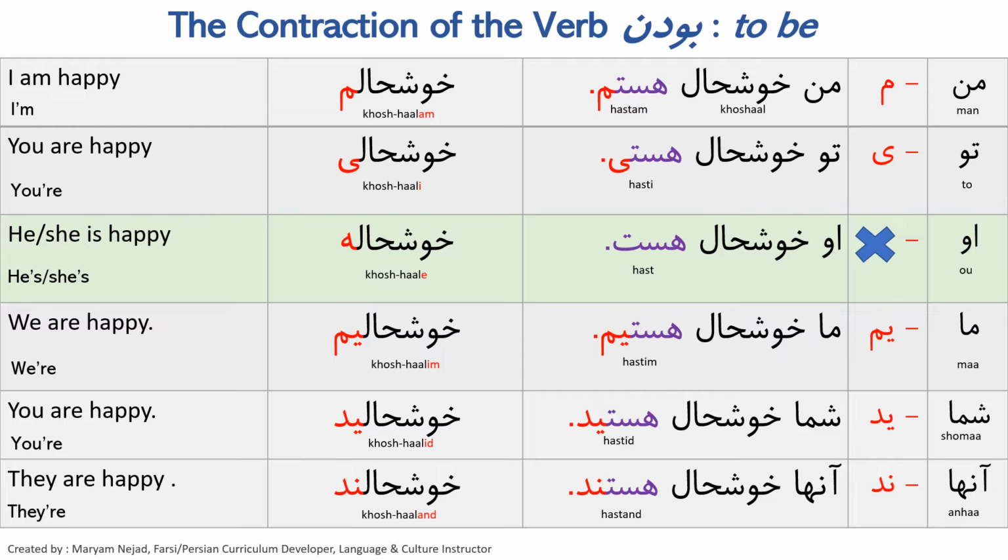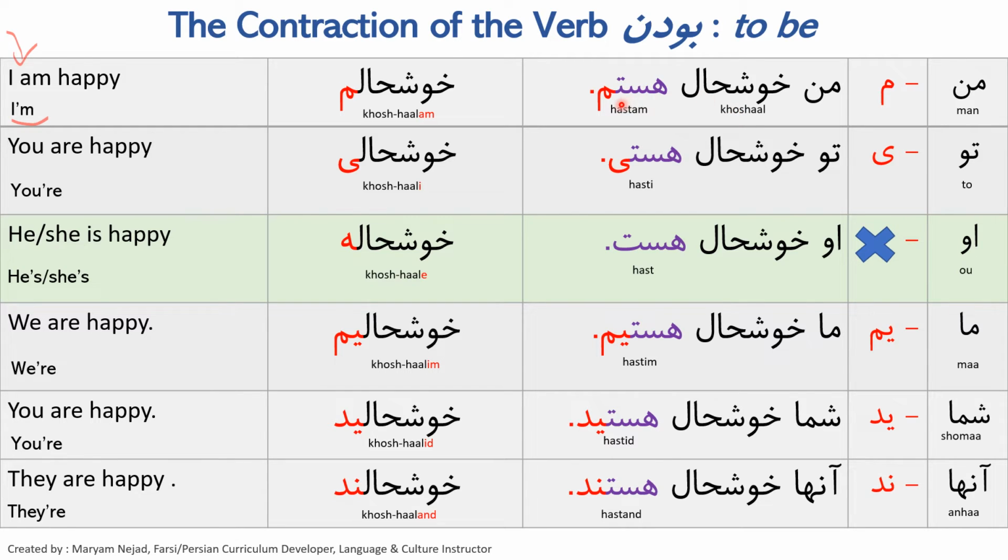Now we are going to learn about the contraction of the verb بودن. For example, here in English, on the left side we have I am happy. You can also say I'm happy. So this is a contraction of I am. So in Farsi we have also something similar. So here the way it works is that I'm going to start with the first example. من خوشحال هستم. And خوشحال means happy.